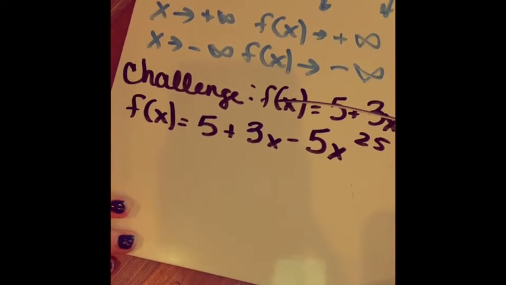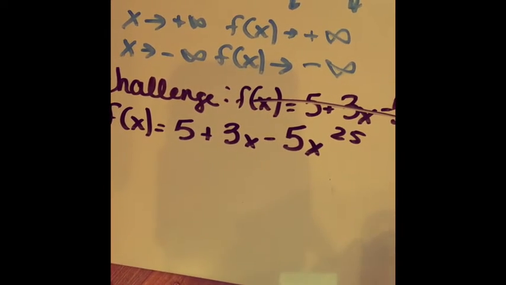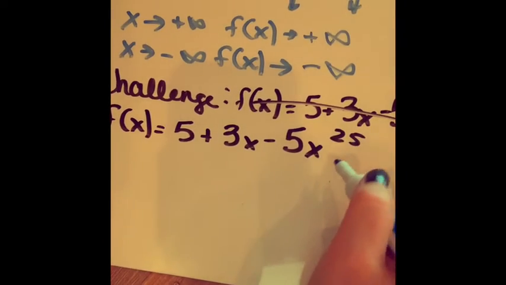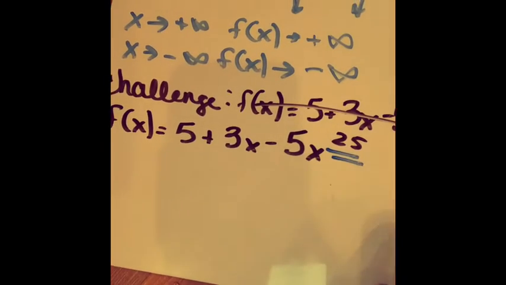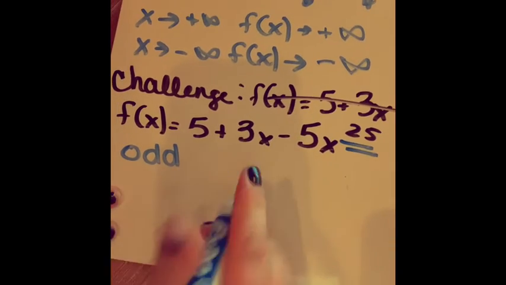So for this one, you're looking at the highest exponent. Notice I do not give it to you in the proper order. So if you want to rewrite it, that's fine. I'm just going to leave it like this. And I'm going to look at my highest exponent. And the highest exponent here is 25. Well, 25 is an odd number. And odd means different.